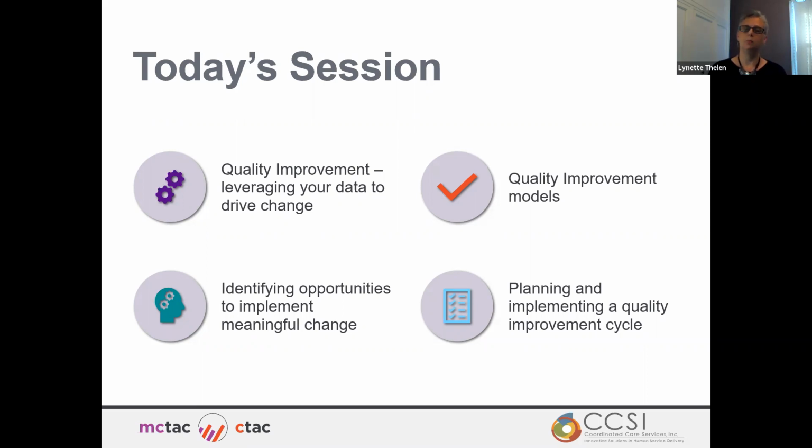We'll talk about some quality improvement models, and we'll identify how you can find opportunities to implement meaningful change, and then talk a little bit about the nuts and bolts of a quality improvement cycle. So kind of planning and implementing that cycle. How do you go about doing that?